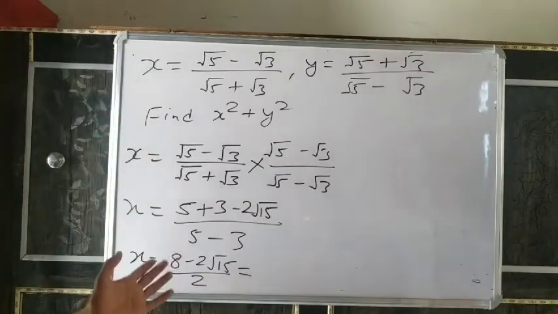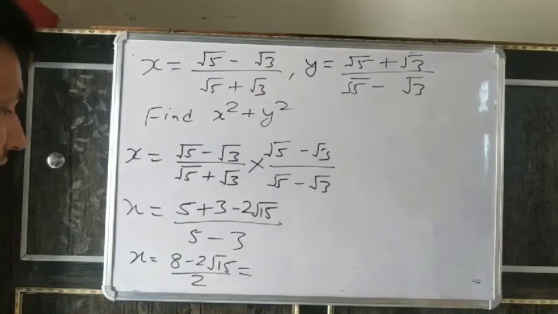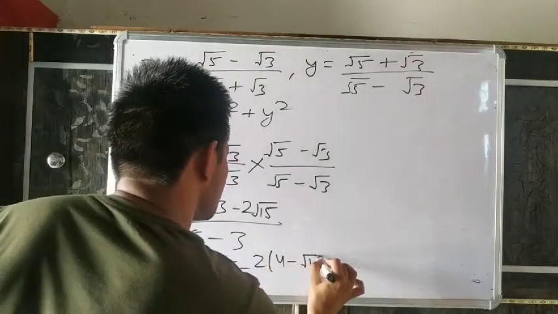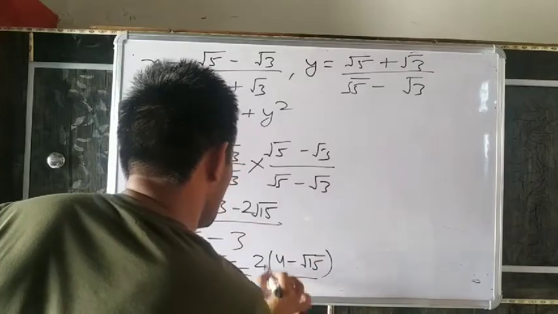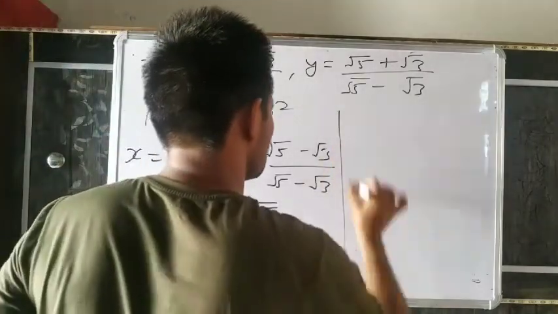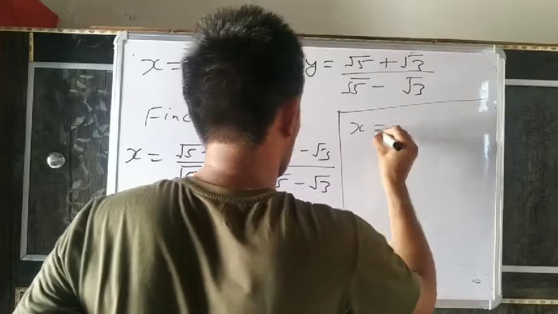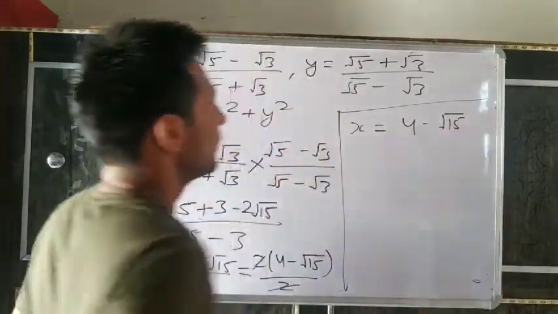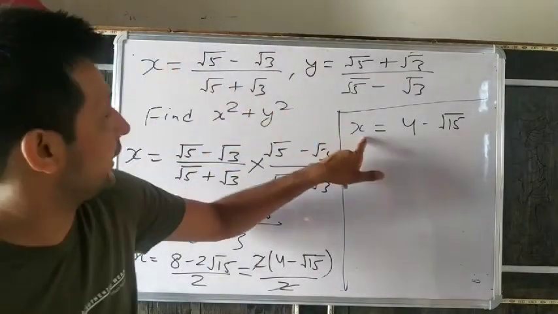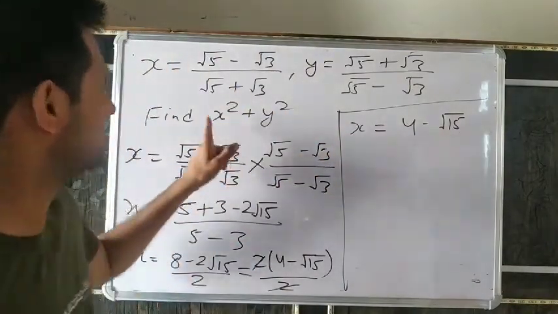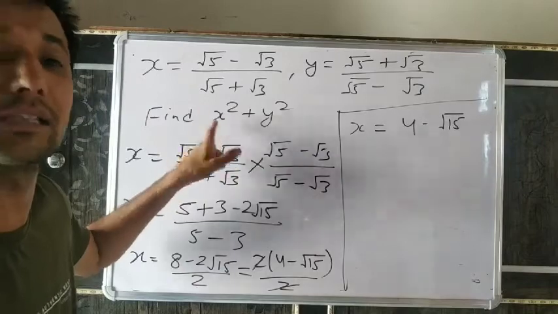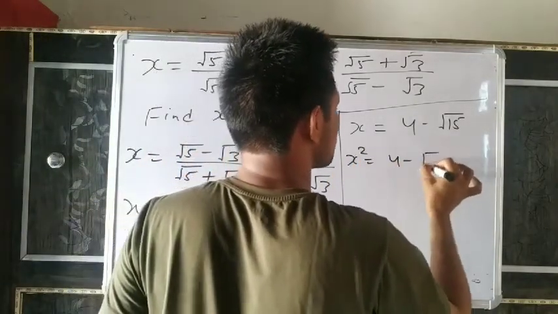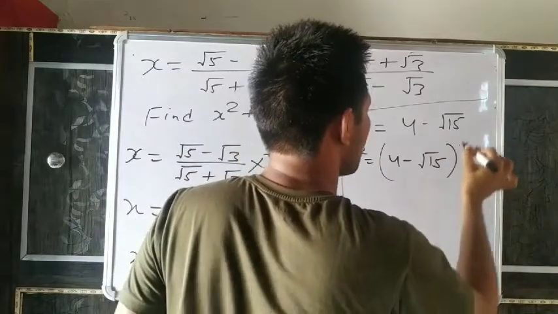This question we already discussed. Now 2 is common, take it common: 4 minus root 15 divided by 2. 2 cancels 2. So x equals 4 minus root 15. We have converted x into 4 minus root 15. And what is asked? x square. So square both sides.